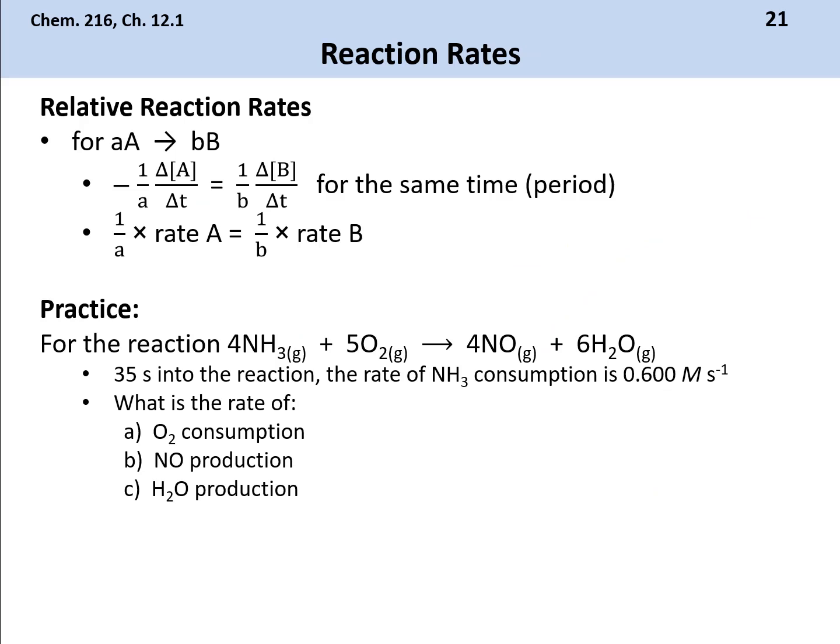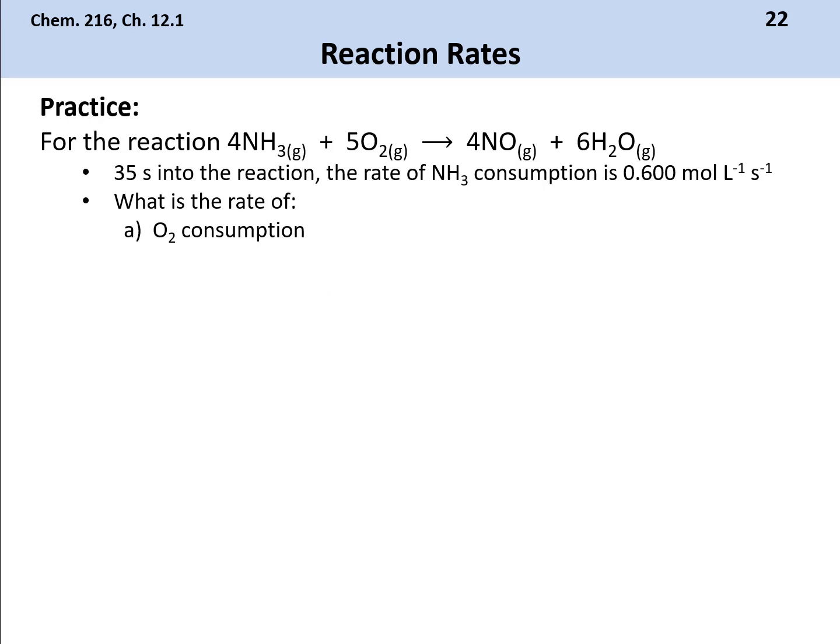So let's say we have this reaction. Oh, by the way, this is only for one reactant going to 2 products. But this is the same whether we have something like this, where I now have 2 reactants and 2 products. So let's look at this. We have this reaction: 4NH3 plus 5O2 goes to form 4NO plus 6H2O.